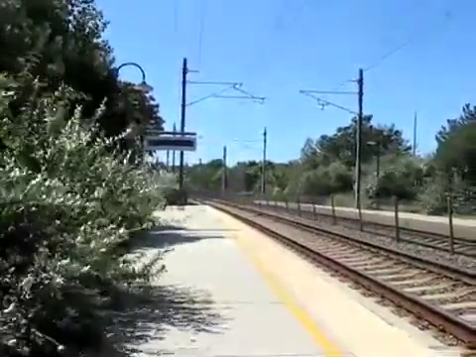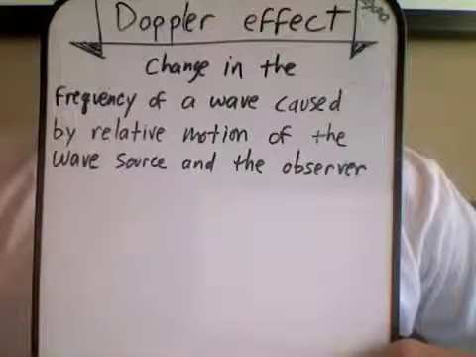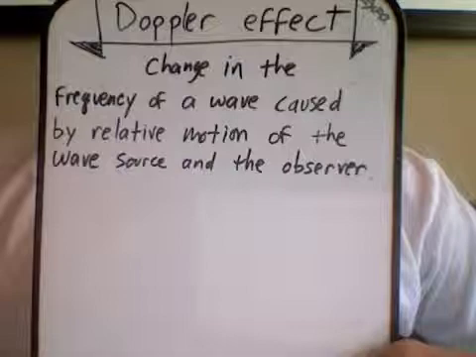What you're hearing, that change in pitch, is called the Doppler effect. It's a change in the frequency of a wave, in this case a sound wave. The frequency of a sound wave is like the pitch. When the train was approaching, it had a high pitch, and as it passed us, the pitch changed from high to low. You know what I'm talking about, right?